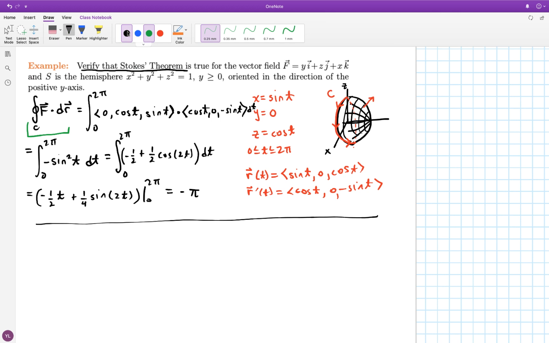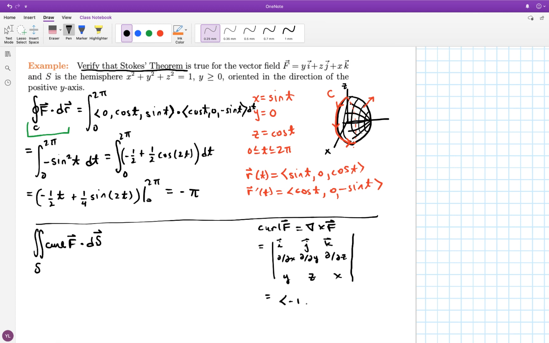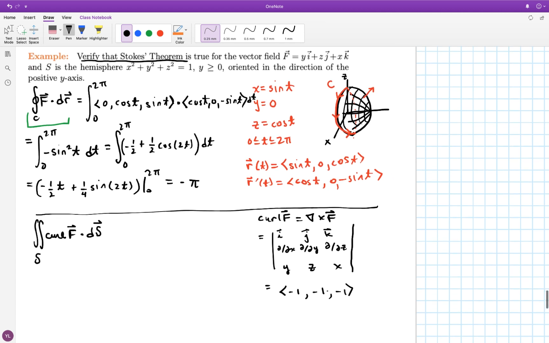In order to verify Stokes' theorem, I want to now compute a surface integral over the hemisphere surface of the curl of the vector field and see if I get the same answer. Okay, so let's compute the curl. So the curl of this vector field is <-1, -1, -1>. And I need to come up with a parameterization of the surface, and then I'm ready to compute the surface integral. Well, the usual way to parameterize a sphere is to borrow spherical coordinates, right? So I think I'll do that.